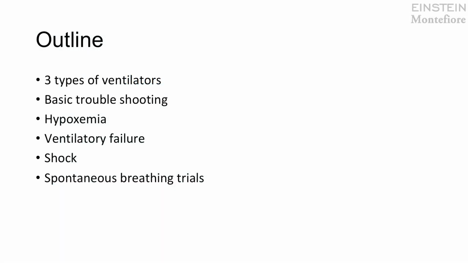The outline of our lecture today will be discussing the three types of ventilators. We'll talk about basic troubleshooting, then we'll go through a couple cases. We'll go through a patient with hypoxemia, a patient with ventilatory failure, a patient who's in shock, and then a patient who's ready for their spontaneous breathing trial.